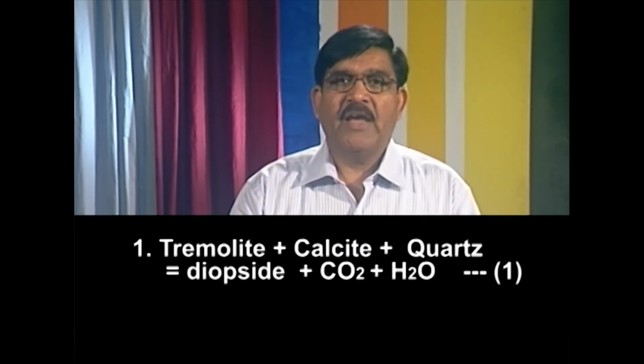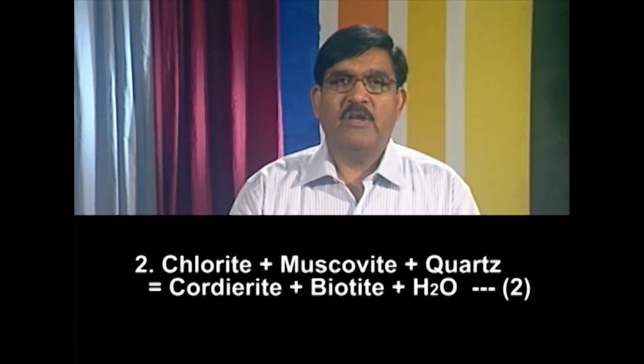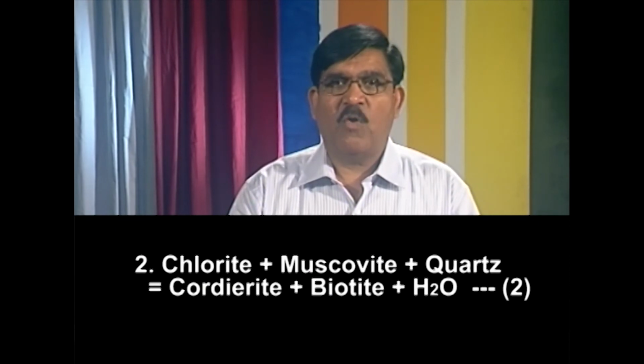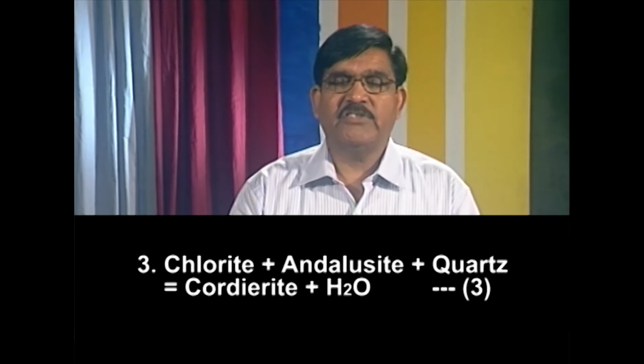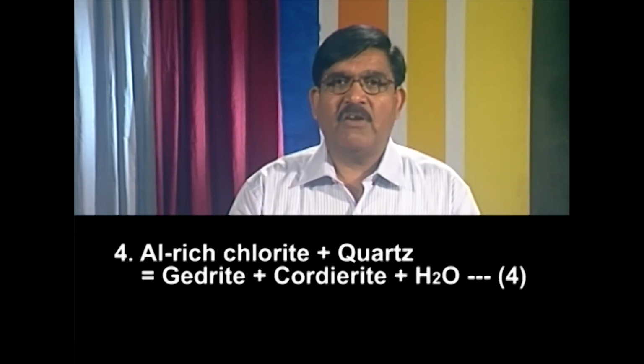First reaction is tremolite plus calcite plus quartz give rise to diopside plus CO2 plus water. Second reaction, chlorite plus muscovite plus quartz give rise to cordierite plus biotite plus water. Third reaction, chlorite plus andalusite plus quartz give rise to cordierite plus water. Fourth reaction, Al-rich chlorite plus quartz give rise to gedrite plus cordierite plus water.